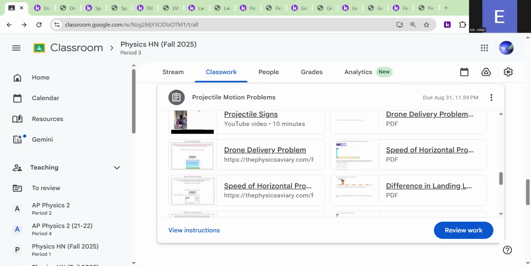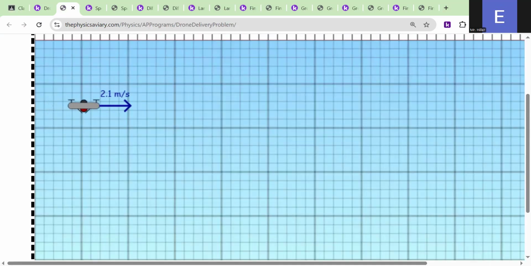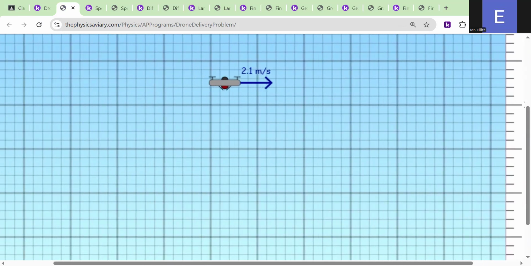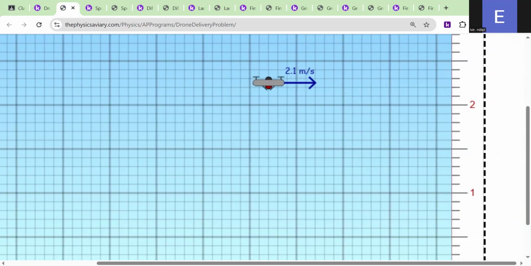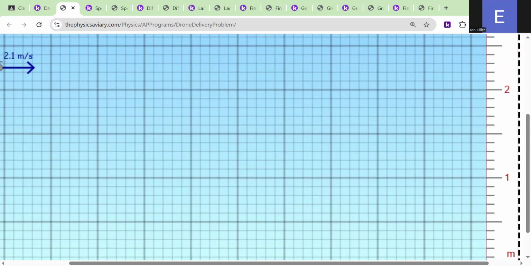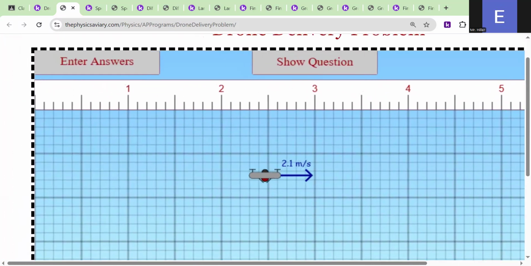So let's begin. The first problem we're going to look at is called the drone delivery problem. Go ahead and click on begin. Now, when you click on this, you're going to notice a drone. You're going to be given its speed, and you can see from its position how high the drone is above the ground. So we can start listing data.